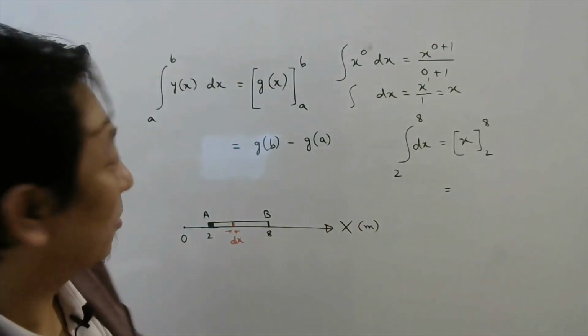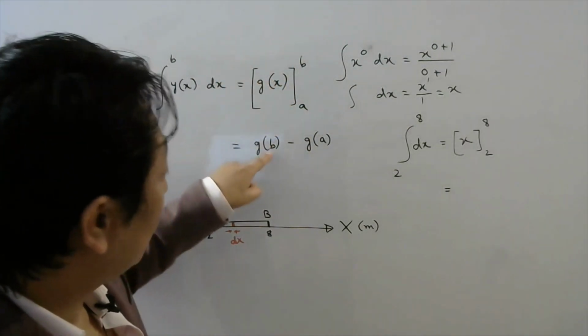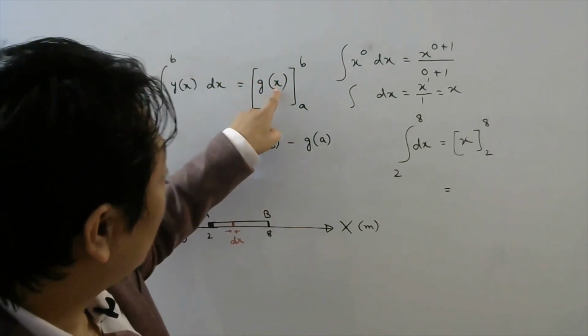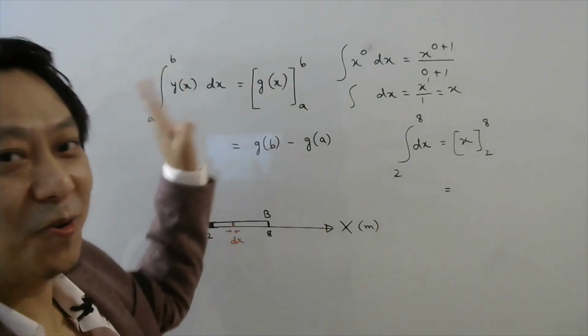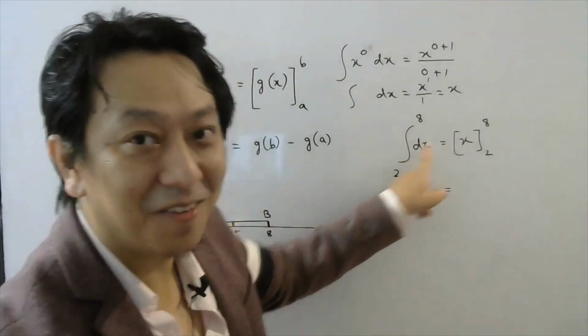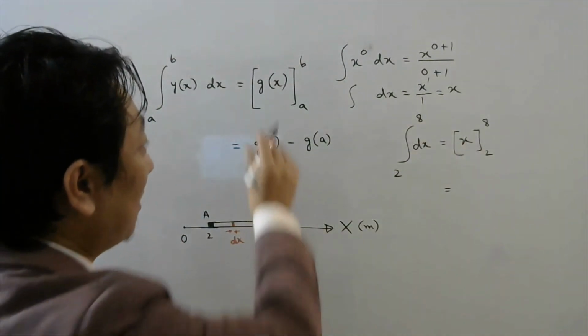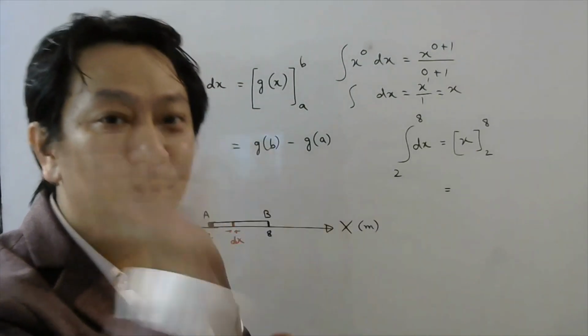After that, what should I do? Wherever there is x in the function, you have to put the upper limit. Then minus, wherever there is x in the function after you do integration, remember, not before you do integration. So after applying the formula, integral of dx is x, wherever there is x, you put the upper limit, then a minus sign, then wherever there is x, you put the lower limit.